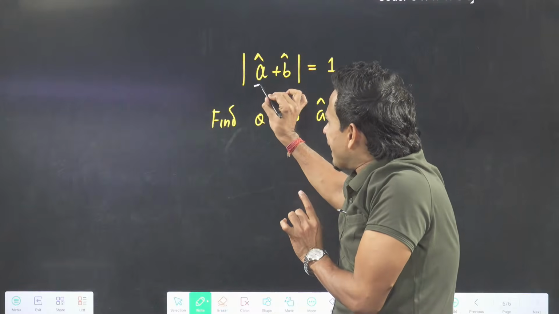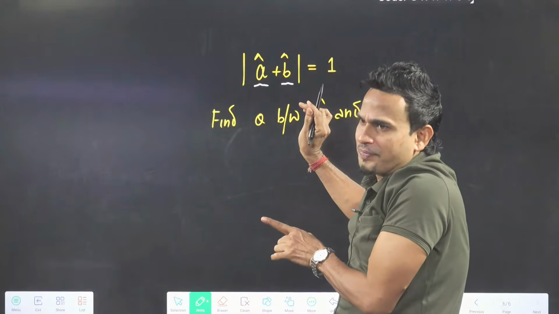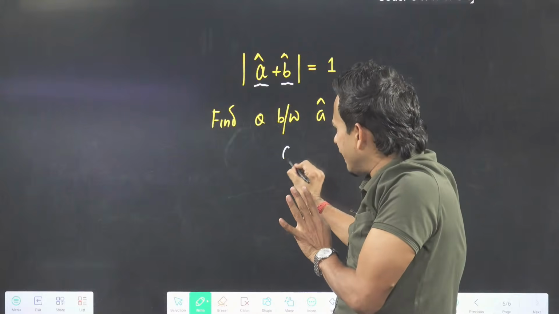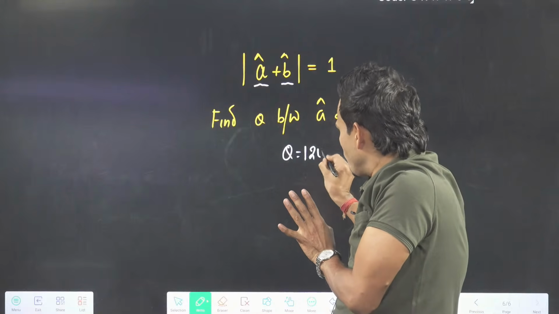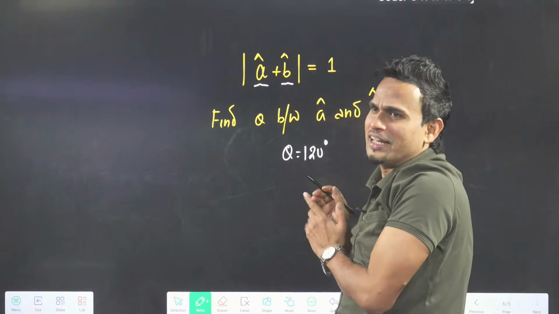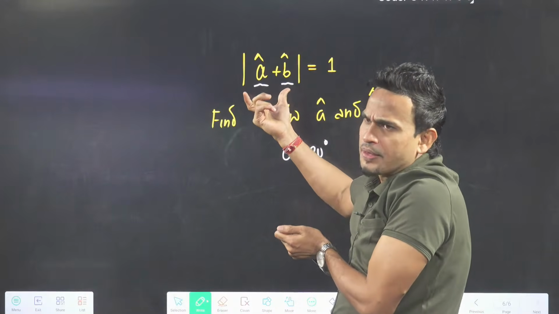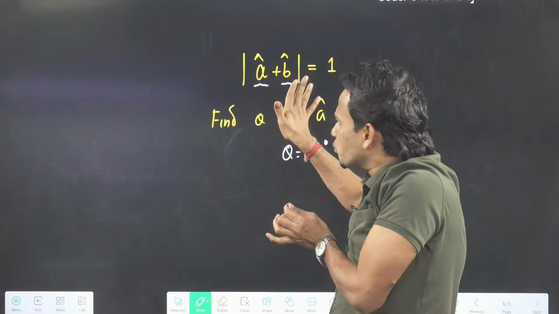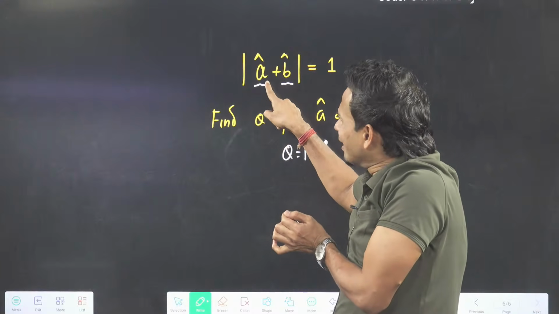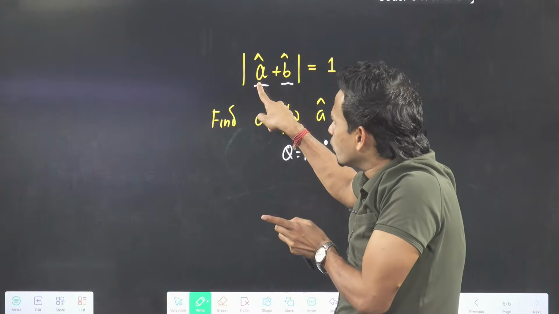A cap and B cap means two vectors are there. Answer again, no need to solve. Again theta will come 120 degree. Just only I have not used language, I have used equation. A cap, you are adding two vectors now. What is the magnitude of each vector? A cap means magnitude 1.